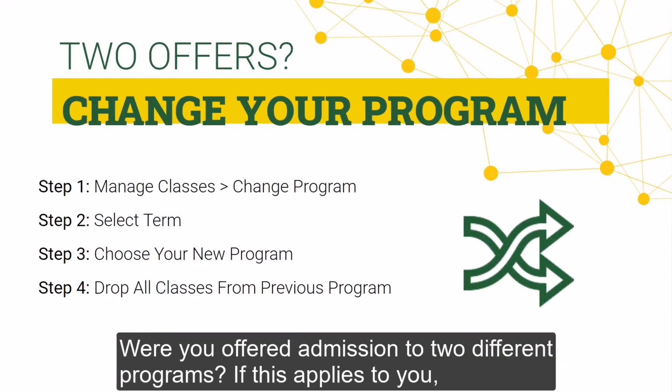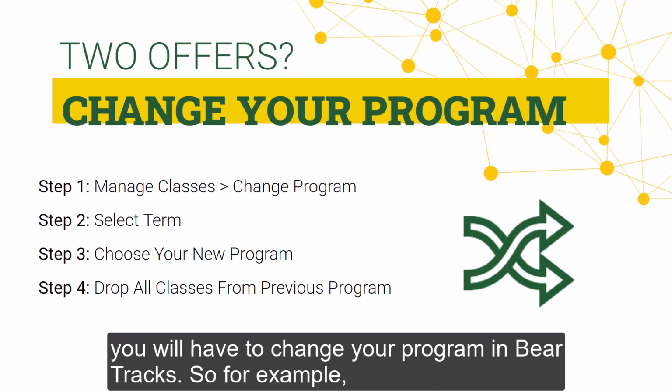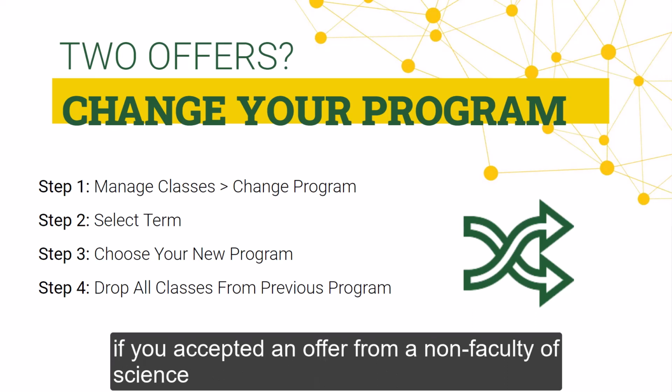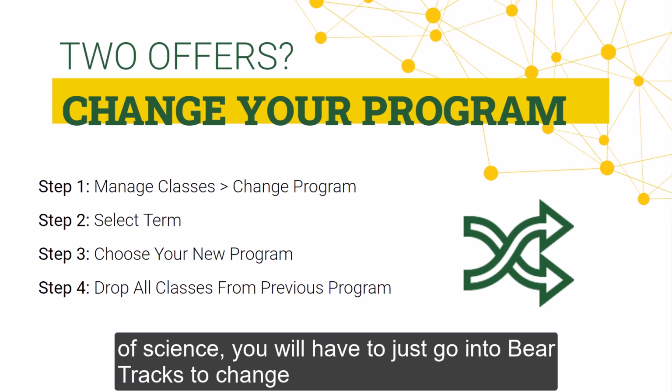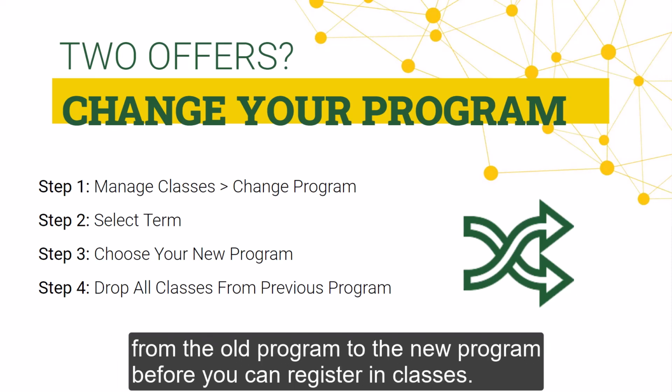Were you offered admission to 2 different programs? If this applies to you, you will have to change your program in Beartracks. So for example, if you accepted an offer from a non-Faculty of Science program first, and then were later accepted to Faculty of Science, you will have to just go into Beartracks to change from the old program to the new program before you can register in classes.